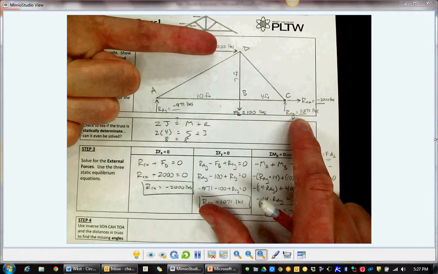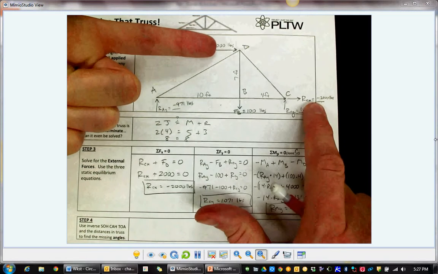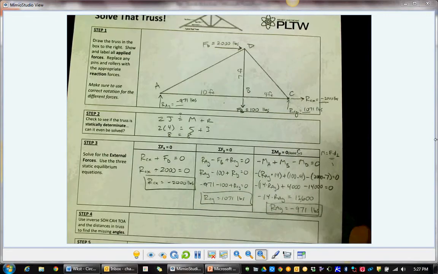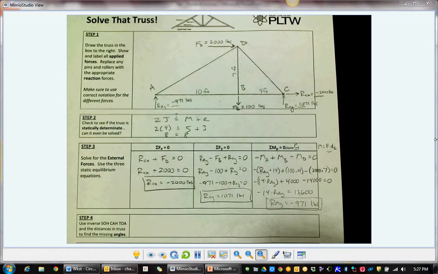Horizontally, we have 2,000 pounds to the right. This tells us we have 2,000 pounds to the left, so we're feeling pretty good about our external reaction forces. It's always good to double check those, because if you make an error anywhere in here, and this is the main place people make errors, then everything beyond this that uses that number is going to be incorrect. So, all right, we're all set.